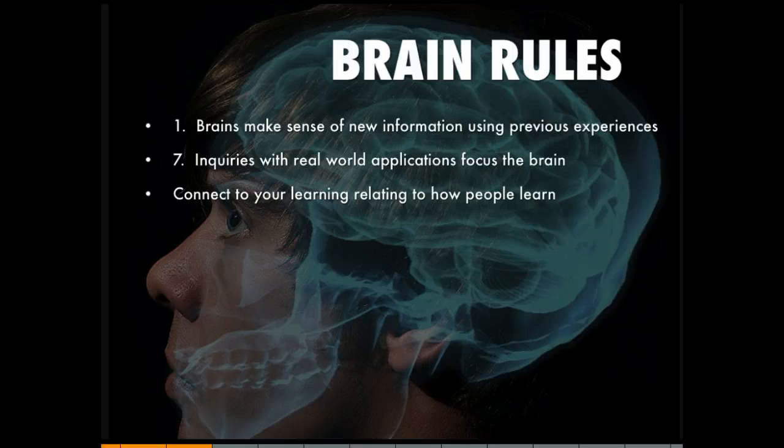The brain rules here are how the brain actually makes sense of information by connecting with an experience or prior knowledge. The way you introduce a lesson is critical to how the student will be able to receive the lesson and make sense of it. The second brain rule is that the more real-world application you can make of any teaching and learning opportunity, the more the receiver of that information will be able to embrace, comprehend, and retain the information.